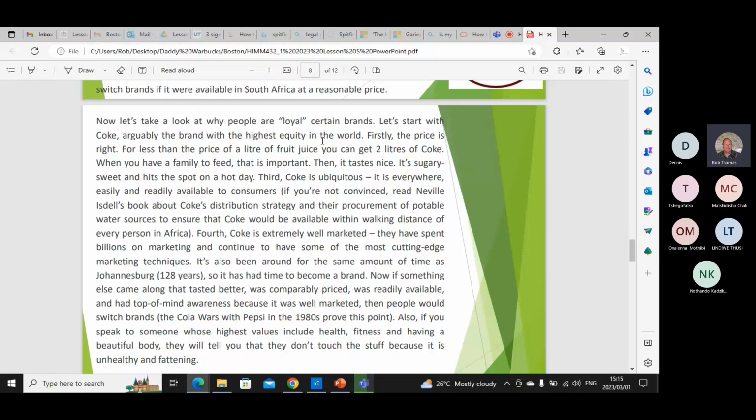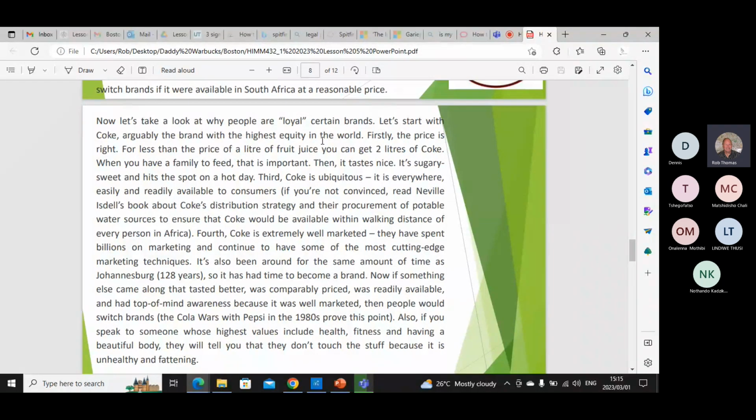Now, if something else came along that tasted better, was comparably priced, was readily available, and had top-of-mind awareness because it was well marketed, then people would switch brands. The Coca-Cola wars with Pepsi in the United States in the 1980s prove this point. Okay, because Pepsi was trying to take on Coke.